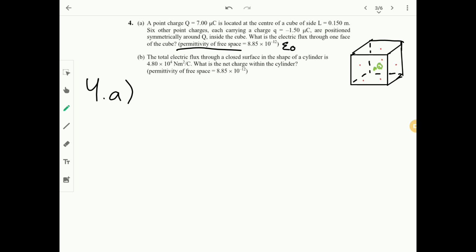I've given a quick diagram. We have the cube with 6 faces, 1, 2, 3, 4, the front one is 5 and the bottom one is 6, and then I've drawn the red dots to symbolize Q. And you guys can solve the question. I'll give you a few seconds.